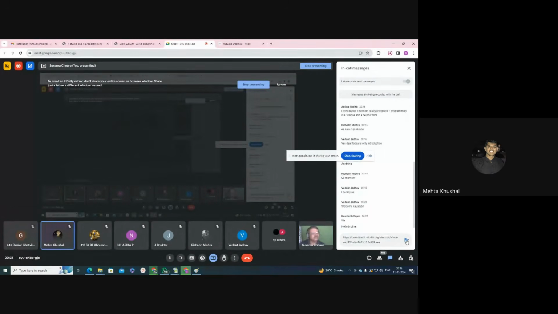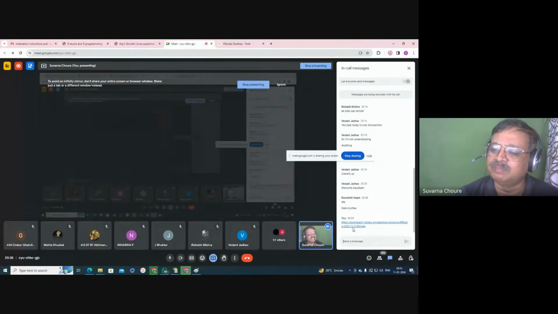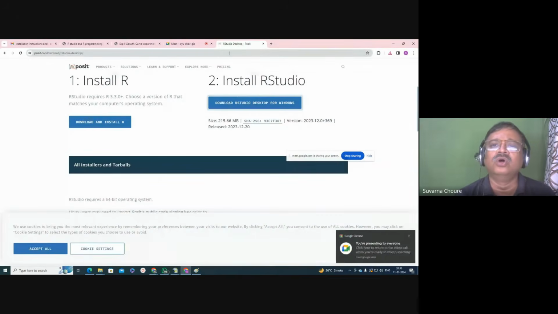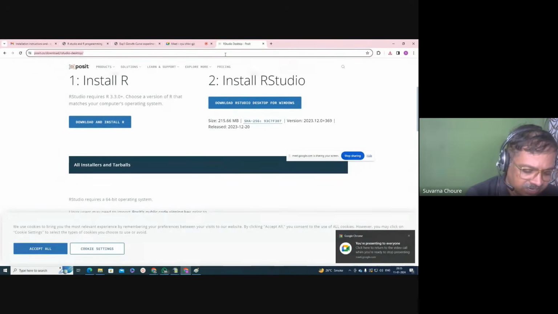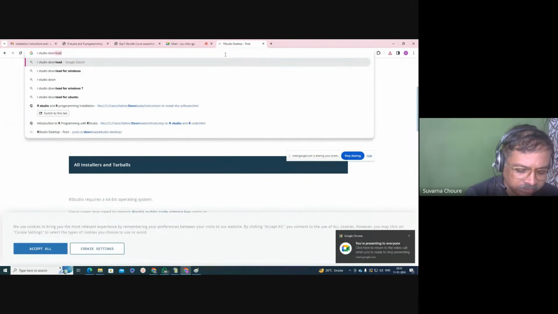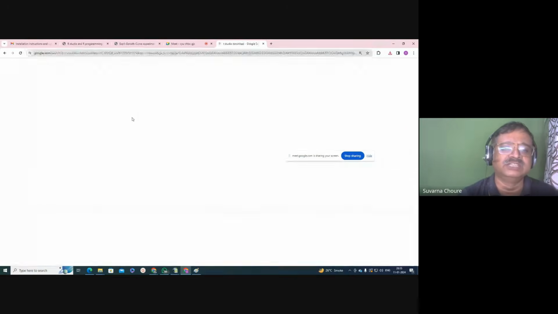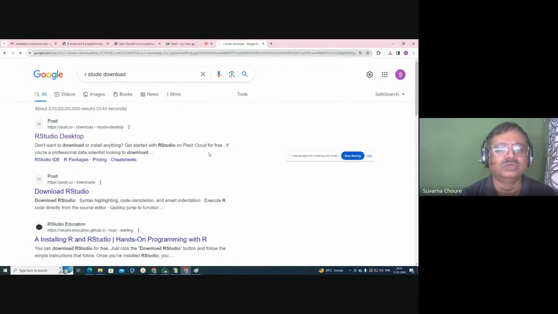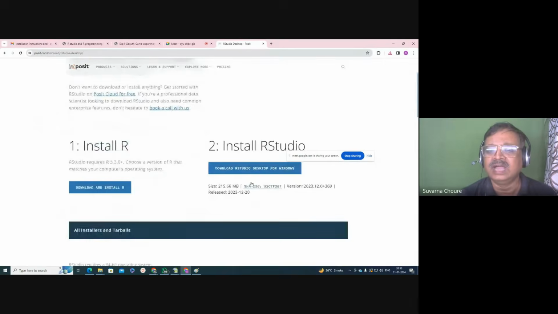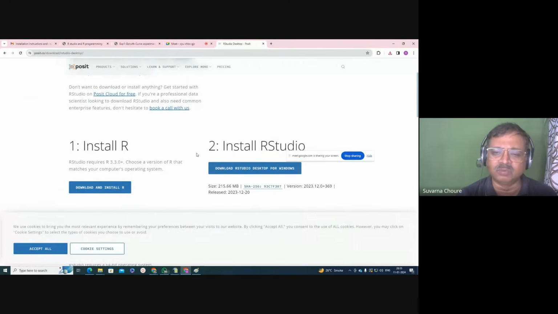Yes, sir. In inbox messages, I posted the link so that you can copy paste that link on your system and you can install from that. Whenever you require, you can get that. Or alternatively, you can go to Google, type in RStudio download, and you will get this POSIT site, RStudio desktop, and install RStudio. Here you will get for both. You can install R also from here. You can install RStudio also from here.